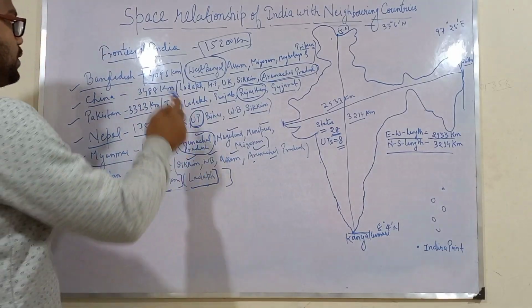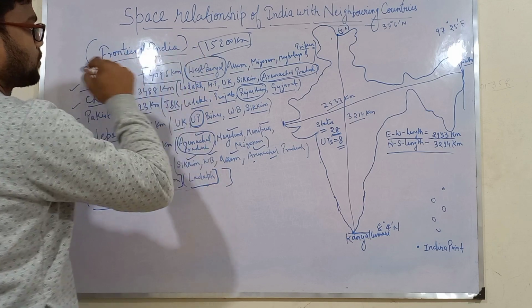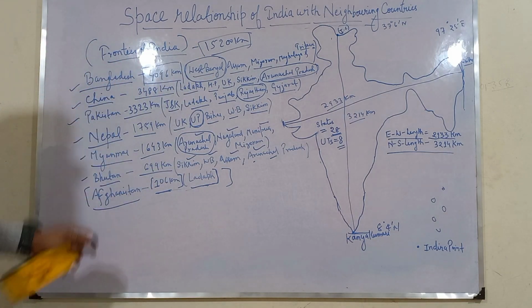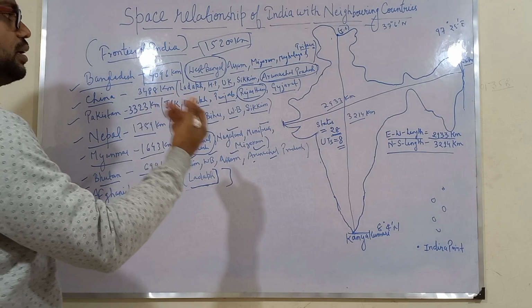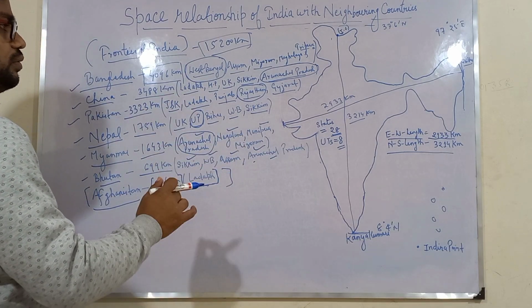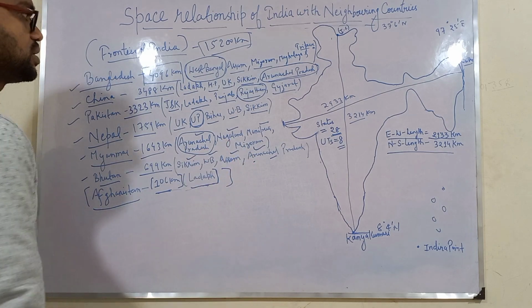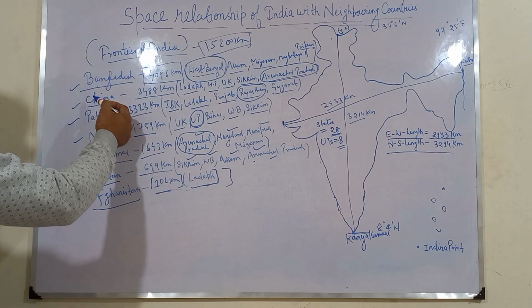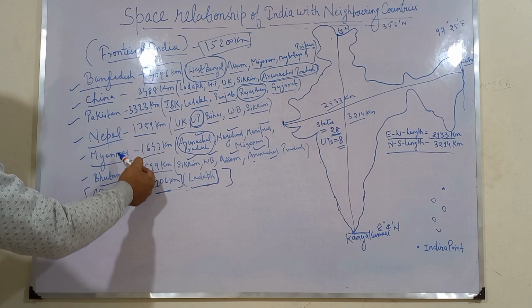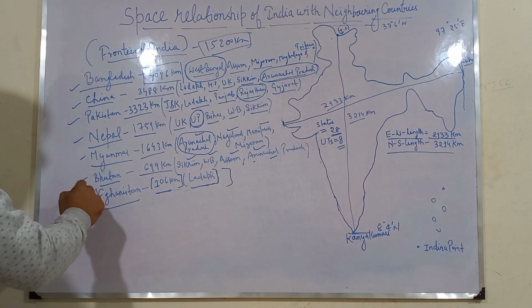Next we will be moving to frontiers of India. Frontiers of India here means India sharing its land border with neighboring countries. We know that India lies in South Asia. So the countries with which India shares a land border are, remember this: Bangladesh, China, Pakistan, Nepal, Myanmar, Bhutan, and also Afghanistan.